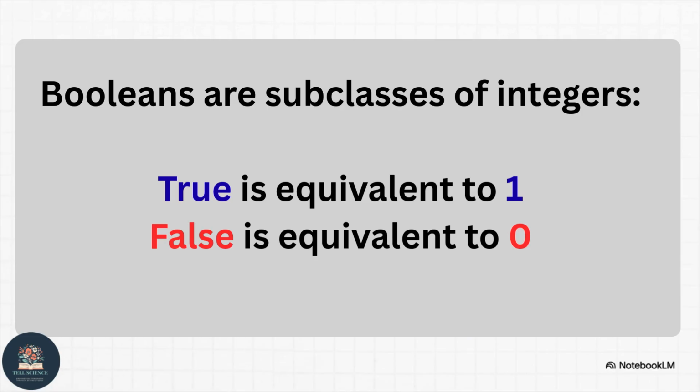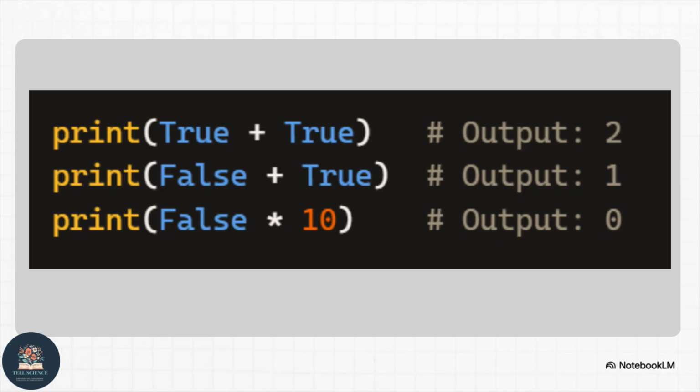But here's a really cool secret about Python's Booleans. Under the hood, they're actually a special type of integer. True acts just like the number 1, and False acts just like 0. And that's why you can do weird-looking math with them and get True plus True to equal 2. It's a little quirky, for sure, but it just goes to show how fundamental they really are.